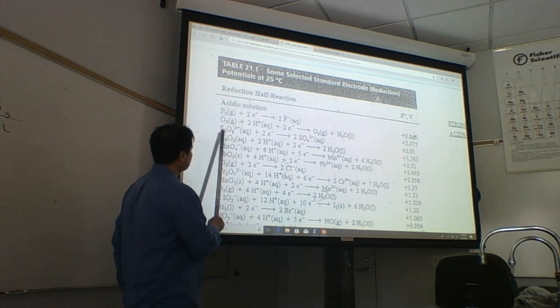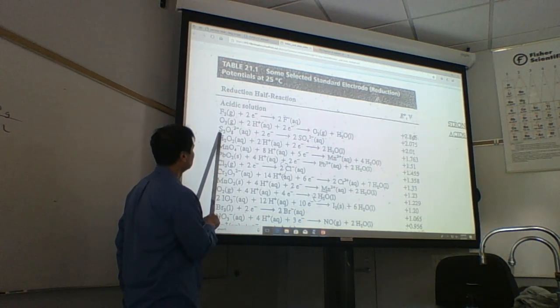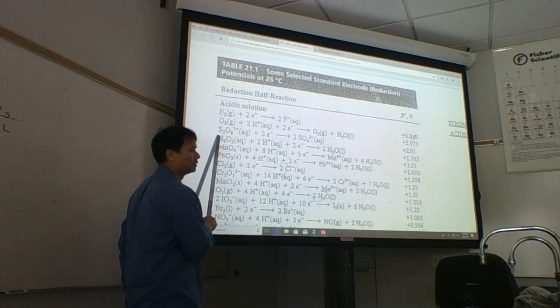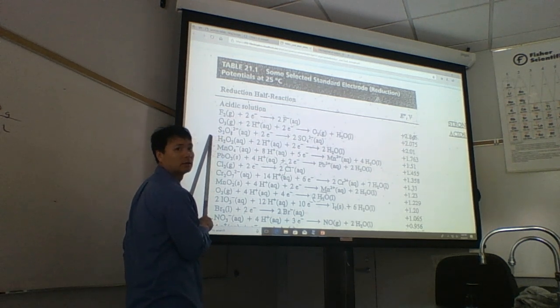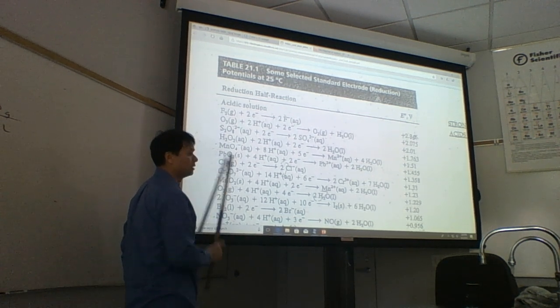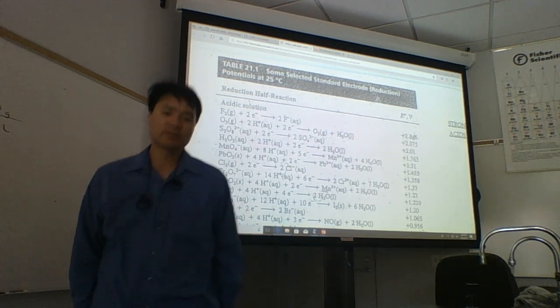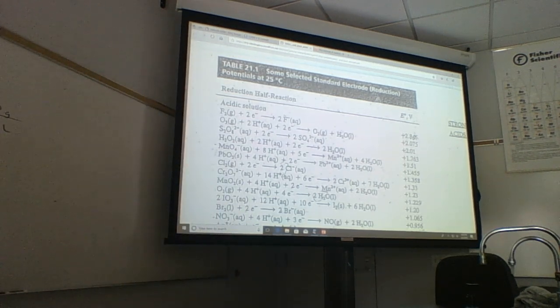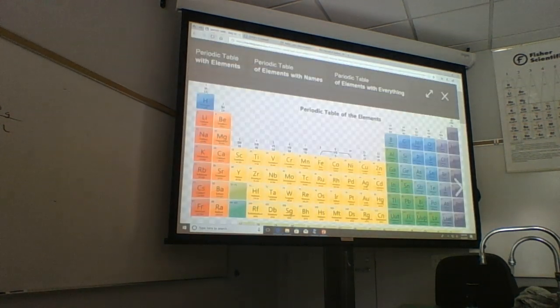All right, take a look at this. What's the charge on sulfur here? +7. +7 is correct. Now, +7 is unusual. Can somebody tell me why sulfur +7 is unusual?